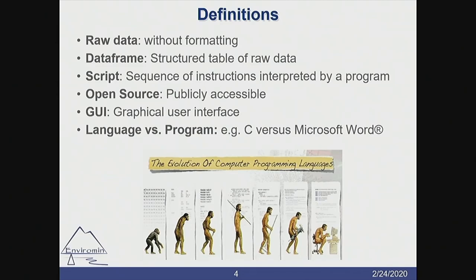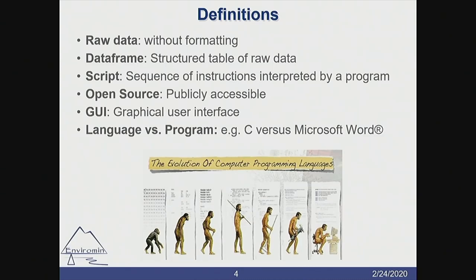Let me start with some definitions that I'm using. We've already heard a lot of these terms, but raw data is data without formatting. It's better for the computer, although it's sometimes harder for the human to see. Data frames are structured tables of this raw data, with consistent headers and consistent formatting, which we've talked about is really helpful for pattern recognition. A script is a sequence of instructions, the scripted or automated analysis, that can be written in many different languages in many different programs. Open source is publicly accessible, free for download on the internet. And a lot of times they also have associated teaching modules that are really helpful.